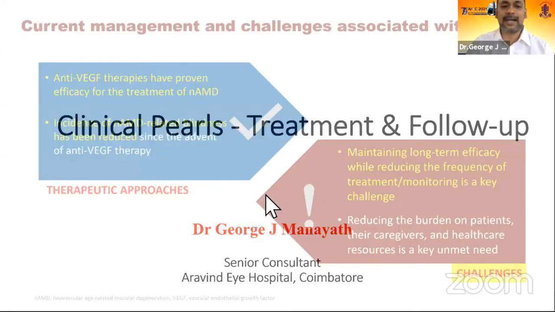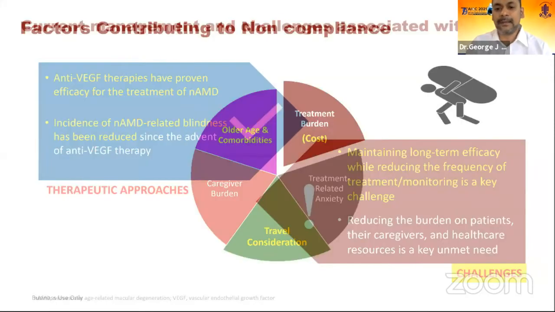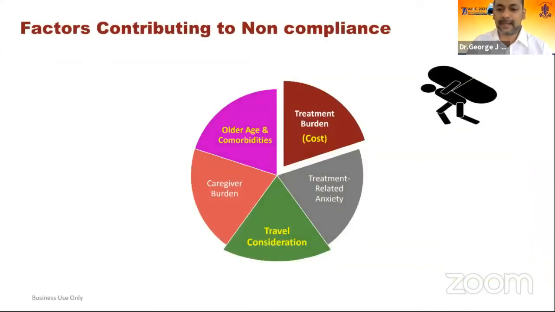As already mentioned, anti-VEGF therapies have revolutionized the treatment of neovascular AMD and reduced the AMD-related blindness we have seen. But the current challenge is that, firstly, this is a long-term disease, as seen by the 5 years of CATT study results and the 7-UP study. The challenge is to maintain this efficacy but reduce the number of injections and follow-ups, which is currently the main challenge that doctors and patients both face.